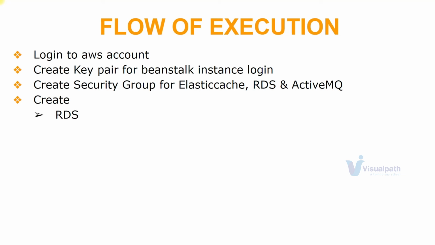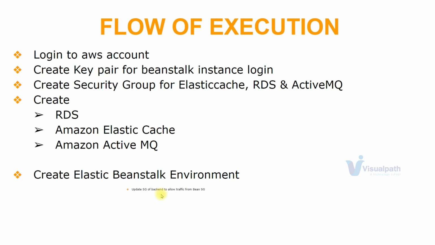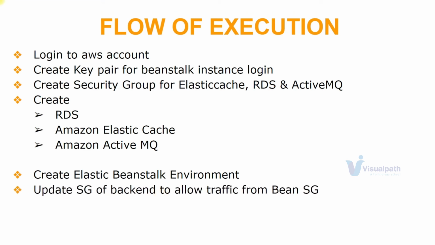Then we will create RDS, Elastic Cache, and Amazon Active MQ. Then we'll create Elastic Beanstalk environment. Next, we will update our backend security group to allow traffic from Beanstalk security group.